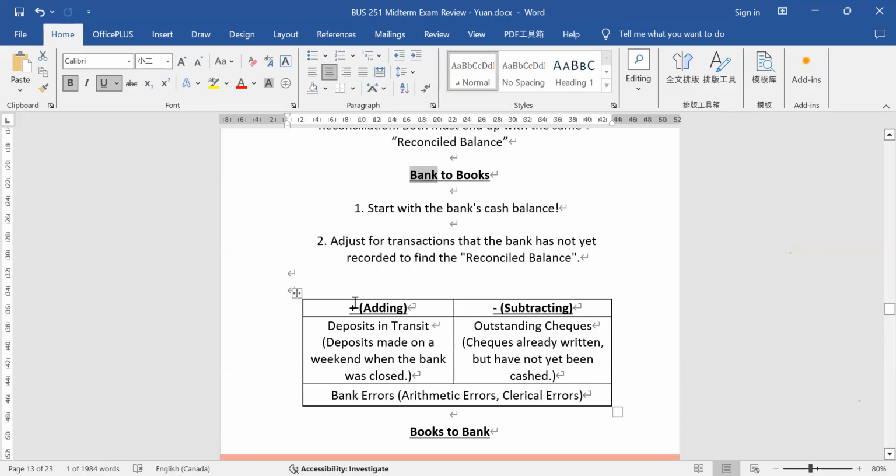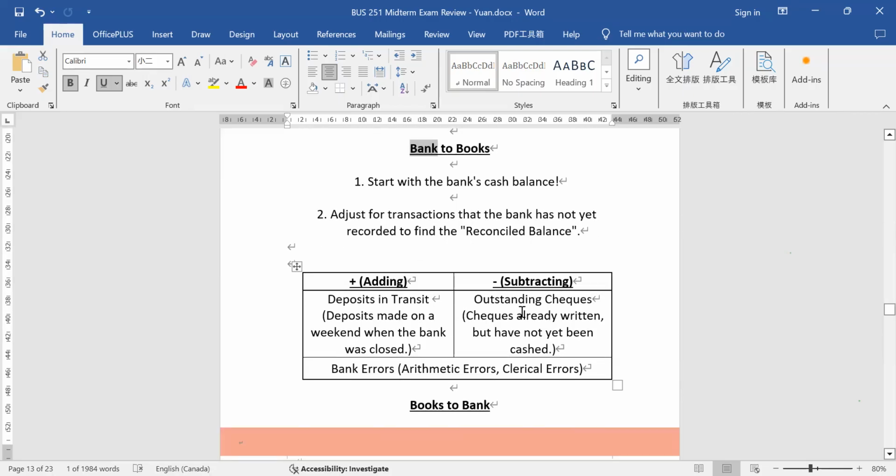So make sure that there are some adjusting items that you have to pay attention to. For example, when there is a deposit in transit, it could be that other people make a deposit on the weekend, but at this time the bank is closed. So the bank cannot do anything, but on the company side, they probably already booked this. So there will be a difference between the company side and the bank side. So from the bank's perspective, you have to add this back, right? You have to add in the deposit in transit.